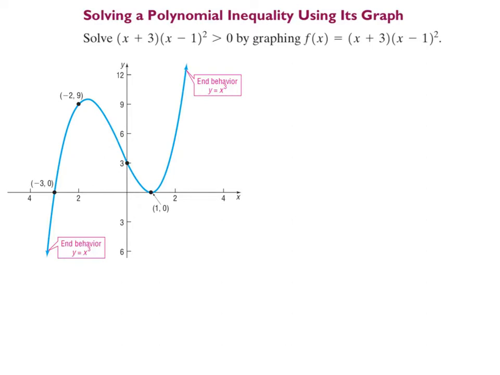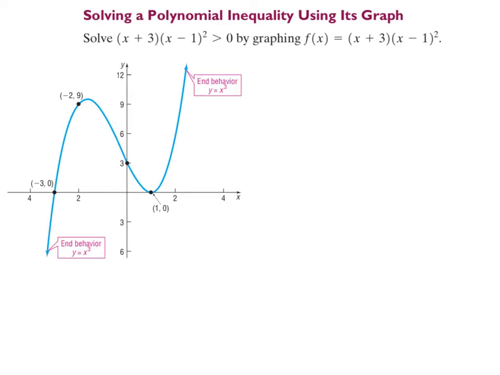Now, I know it's a polynomial inequality because it says it in the title, but also I know it's not a rational inequality because there's no fraction here. So the function that we're working with is x plus 3 times x minus 1 squared is greater than 0. So it's in factored form. That's going to tell me that I have a 0 at negative 3 that's going to cross because it has a multiplicity of 1, and a 0 at positive 1, and it's going to bounce because it has a multiplicity of 2. So end behavior is x cubed, which is great.